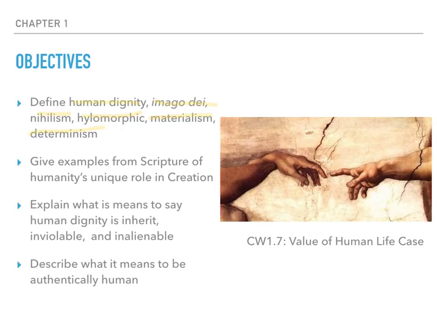Our next objective is to be able to give examples from Scripture of humanity's unique role in creation. Next, to explain what it means to say human dignity is inherent, inviolable, and inalienable. So you're going to need to know what that means in these different cases. And then finally, to describe what it means to be authentically human.